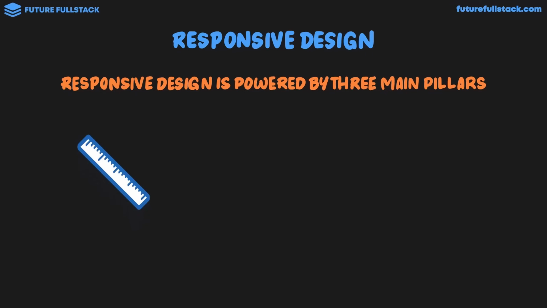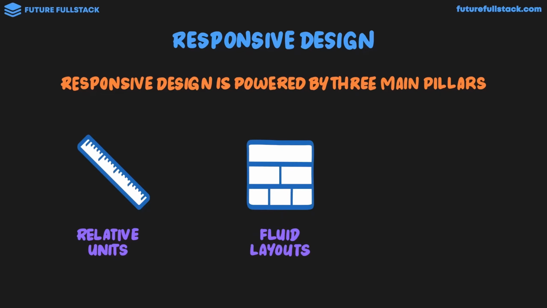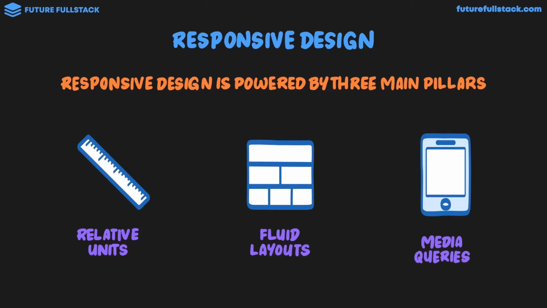The first pillar is relative units, like percentages and rems, which we've covered at length in the course already, and we'll be discussing more soon. The next pillar is fluid layouts. This is Flexbox and CSS Grid, which we've also already covered at length. And the third pillar we need to learn about now is media queries.